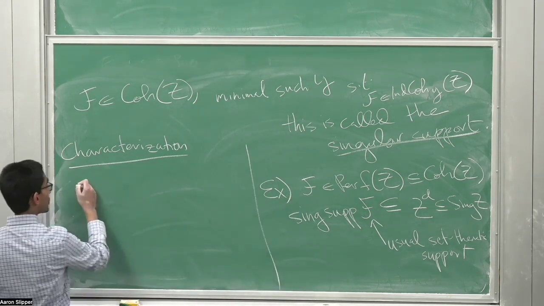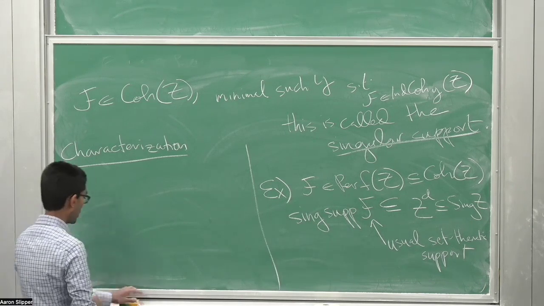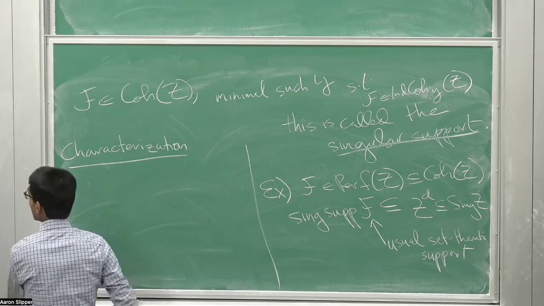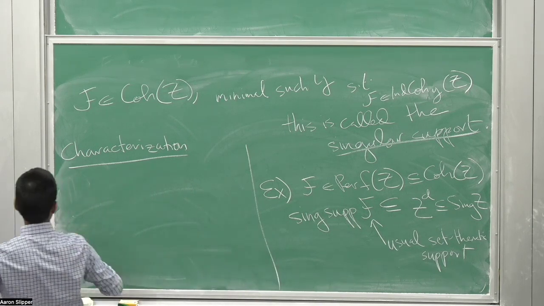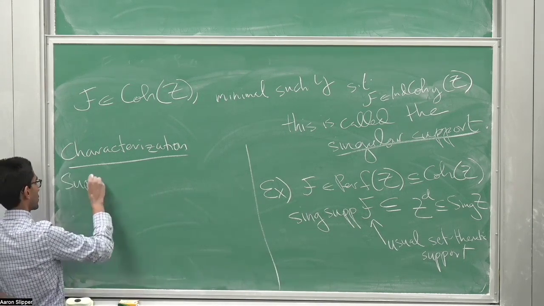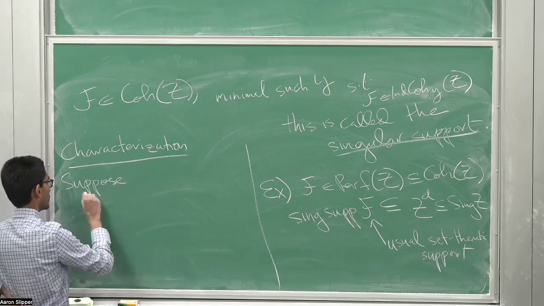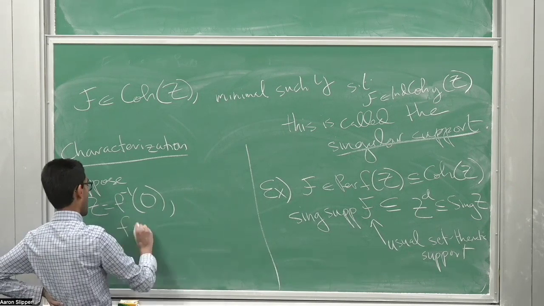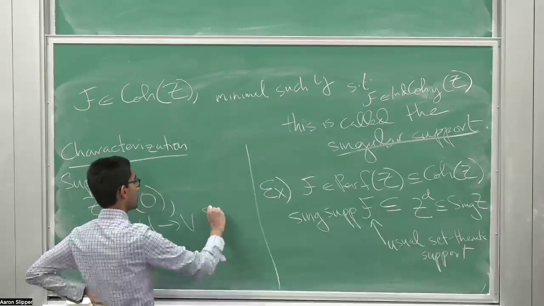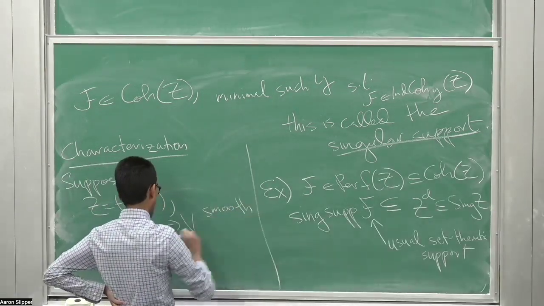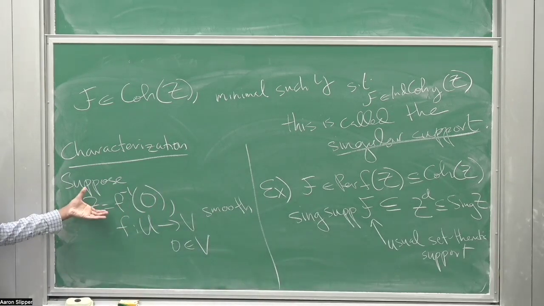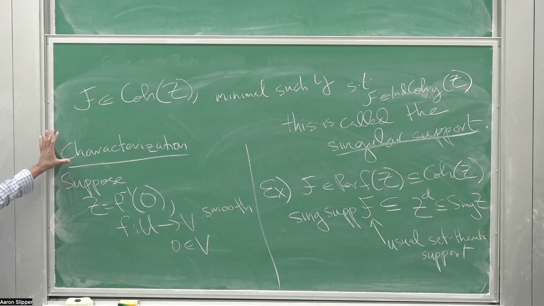So if F is in Coh of Z, let me suppose that we're in the special setting from earlier. Suppose Z is equal to F inverse of 0, where F is a map from U to V, smooth, and 0 in V as earlier. Then you could ask, what does it mean explicitly for an element to be in the singular support?